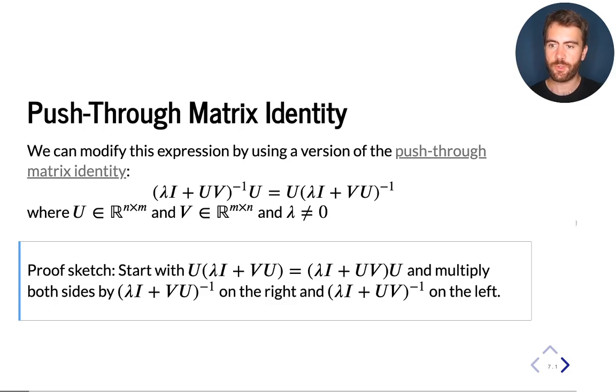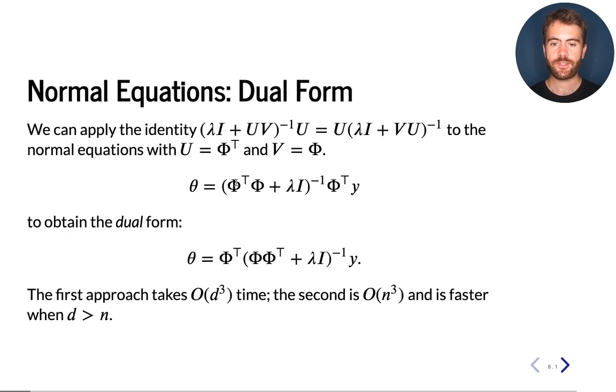So given that this is always true for any choice of matrices U and V, I can simply set U to be phi transpose and V equals phi, and I can apply this identity to my set of normal equations to obtain a different form for the normal equations, which is called the dual form.